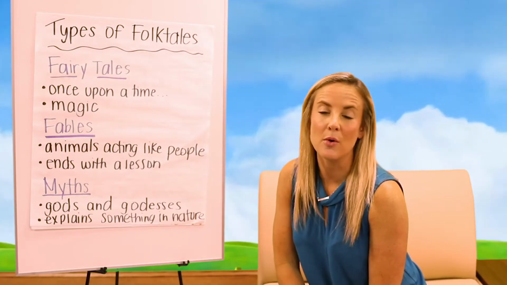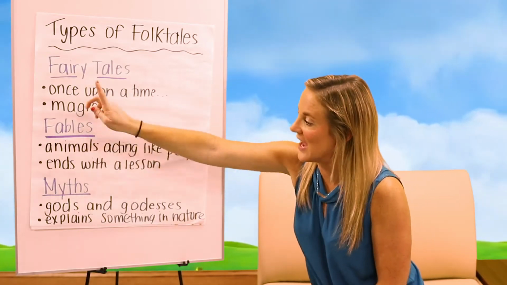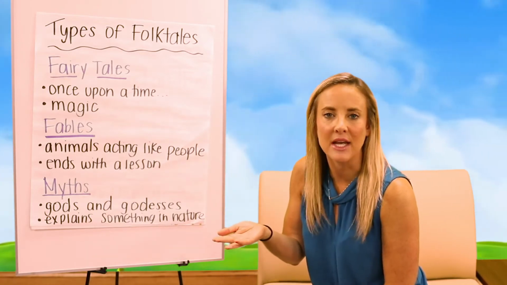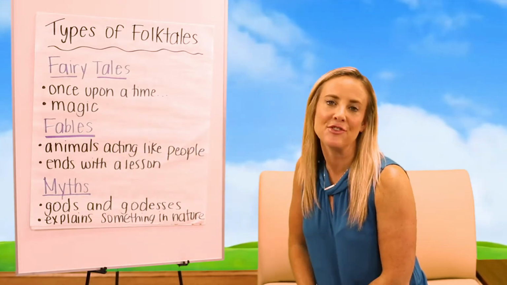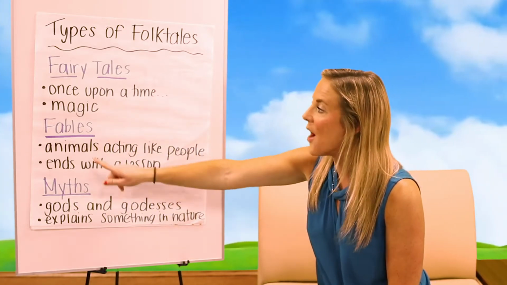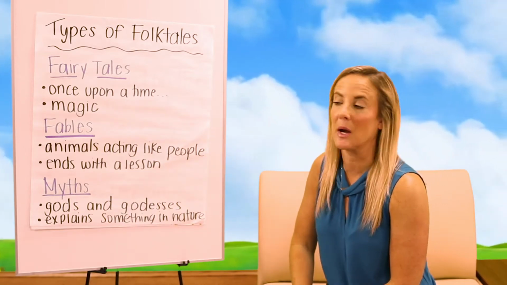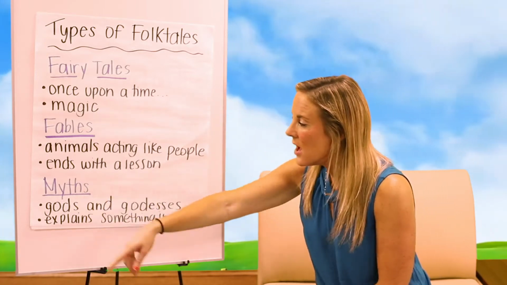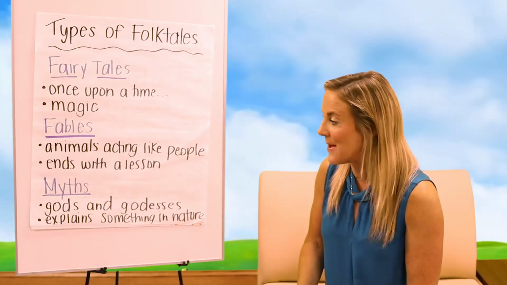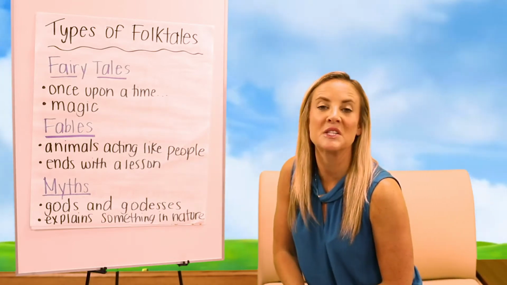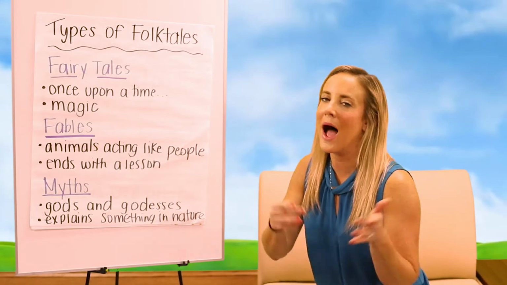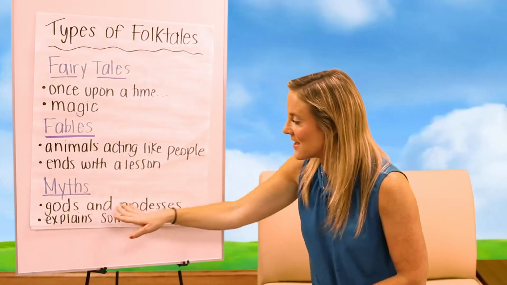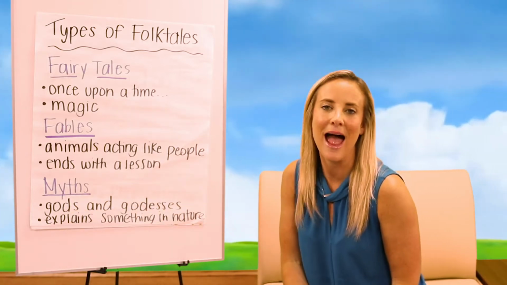So the first three types of folktales I want to go over are fairy tales, fables, and myths. Fairy tales usually have things like once upon a time at the beginning of our story, and often you're going to see magic used in the text or the story. A fable typically has an animal acting like a person, and then it ends with a lesson. The third type of folktale is a myth, and those typically have gods or goddesses in them as their main characters, and it typically is going to explain something that's occurred in nature, like why we have hurricanes, right? It's going to tell a story, and through that, the myth is going to have the gods and goddesses explain why something like that happened in nature.